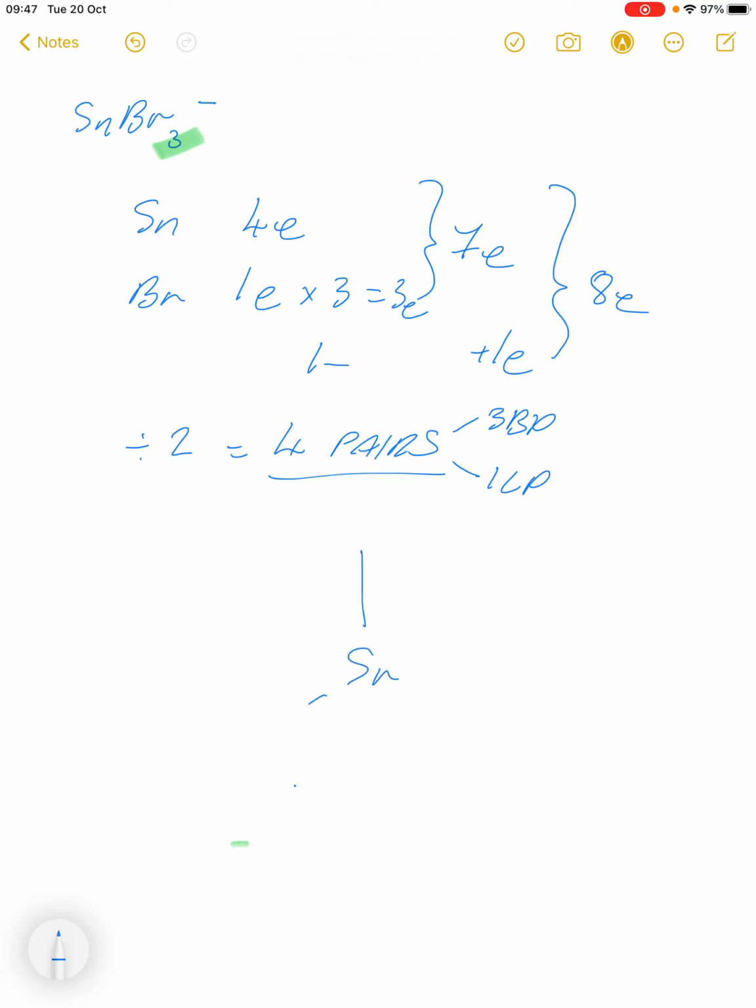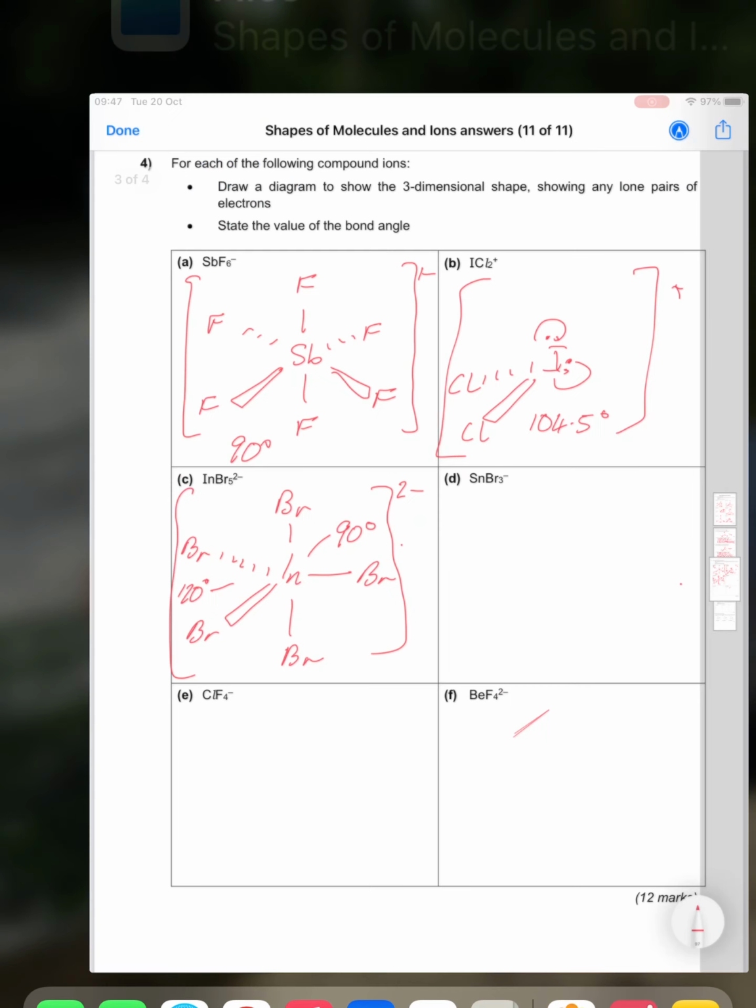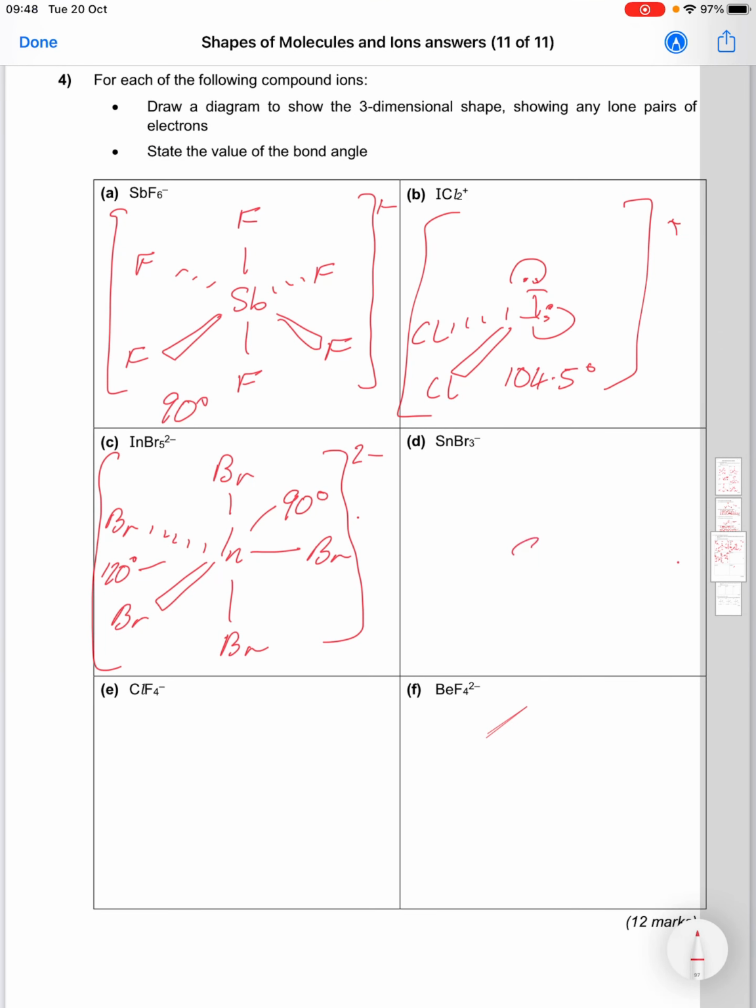So Sn, which gives me that, put 3 of my bromines on. Convert one of those to a lone pair, and you can see that's trigonal pyramidal with a bond angle of 109.5 minus 2.5, which gives 107. So let's pop that one in. So Sn, Br, lone pair there, and it has a 1 minus charge there.